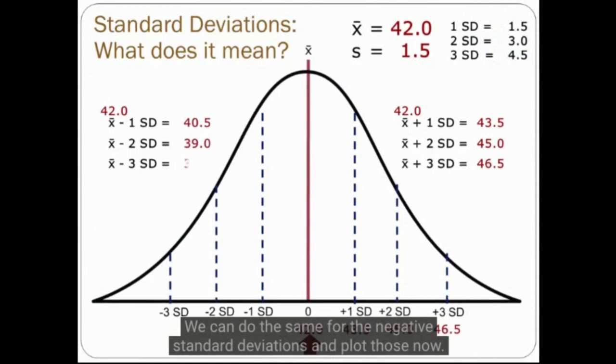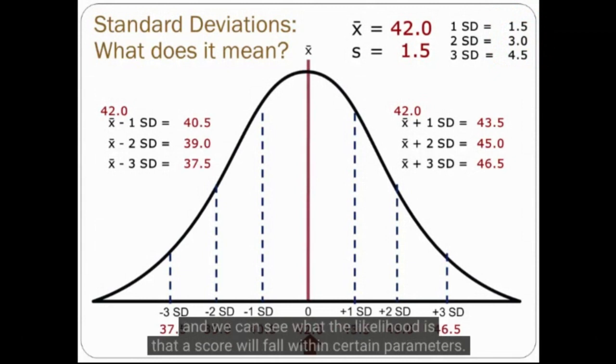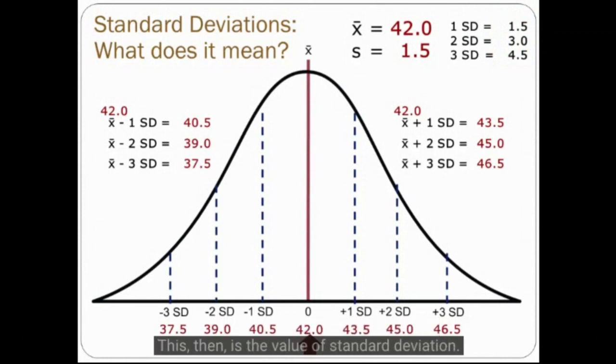We can do the same for the negative standard deviations and plot those. Now you can see that the scores are much closer together. There is less variation, and we can see what the likelihood is that a score will fall within certain parameters. This, then, is the value of standard deviation.